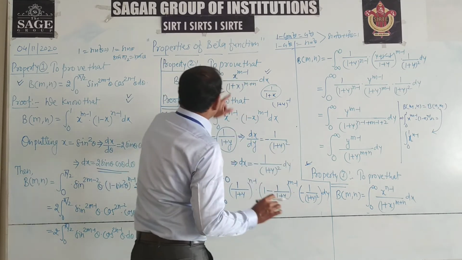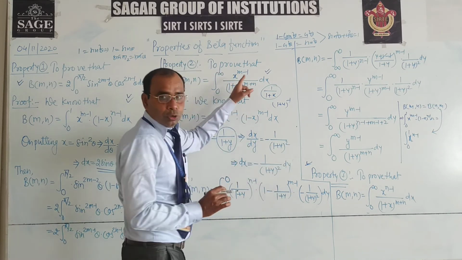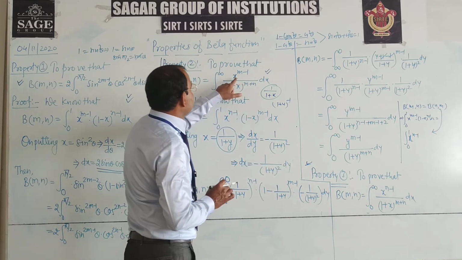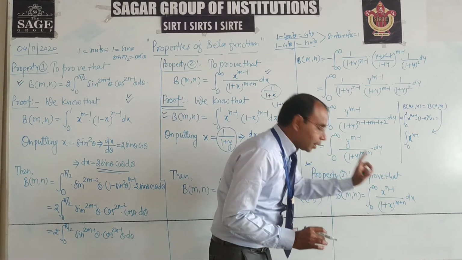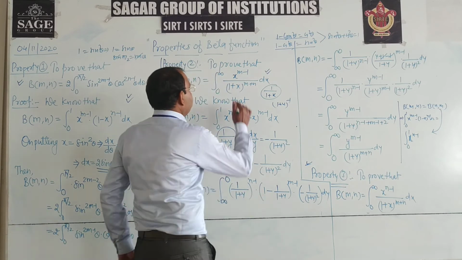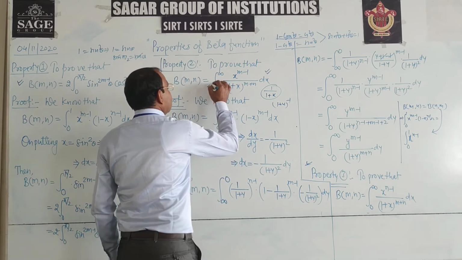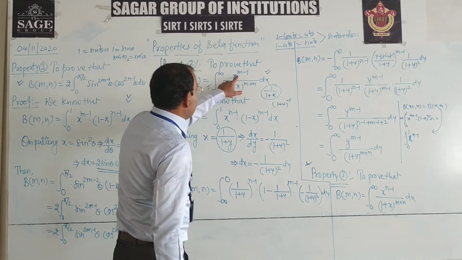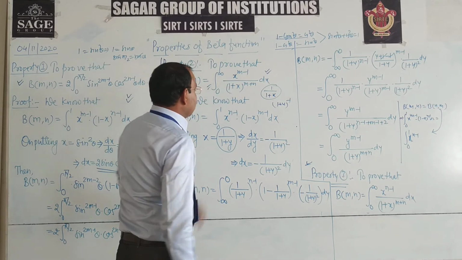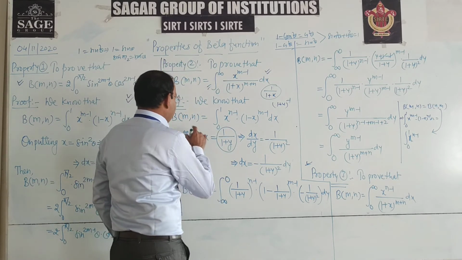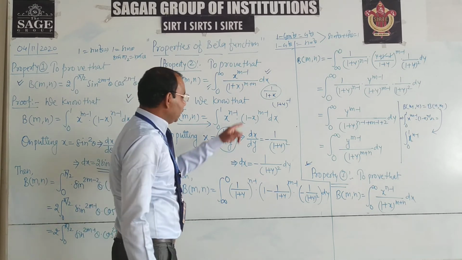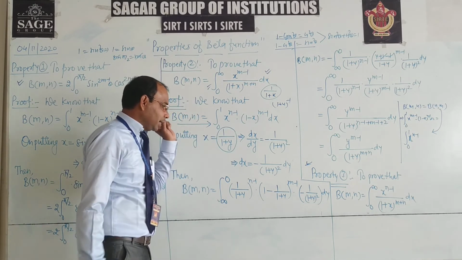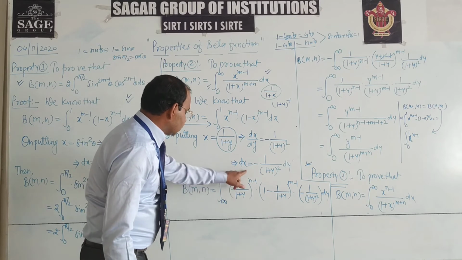The only difference between the two properties is x to the power n minus 1 and x to the power n minus 1. Suppose we have proved this property, then with x to the power n minus 1, we select this formula. That means we will select this formula. Is that clear? So this is the substitution.